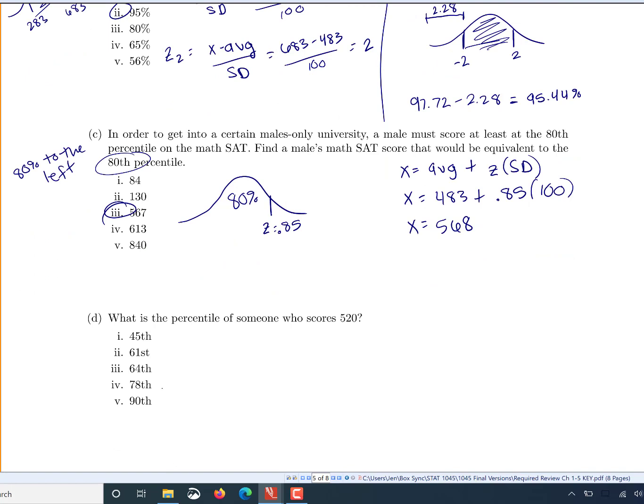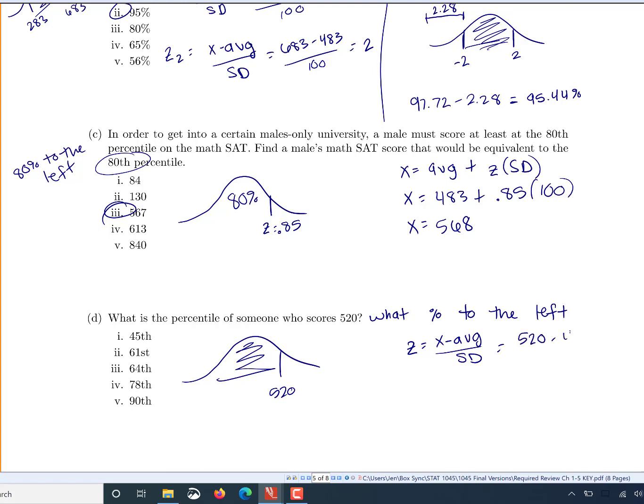Okay, what's the percentile of someone who scores 520? This means, what is your percentage to the left? So our value is 520. I want to find the area to the left. So first let's standardize. Z equals x minus the average over the standard deviation. So our x value is 520 minus an average of 483 over standard deviation of 100 gives me 0.37. So basically I've rescaled now to z equals 0.37 just so I can use my table.